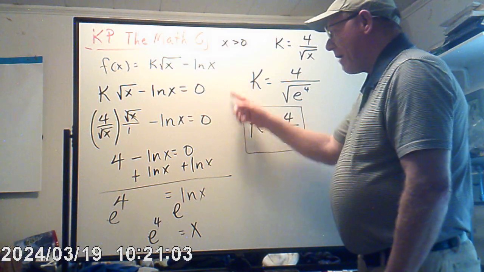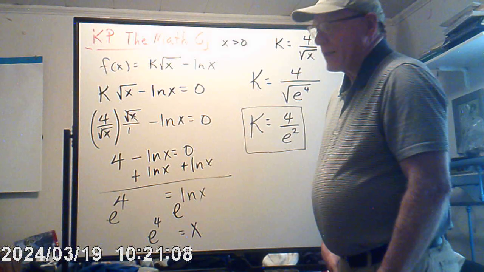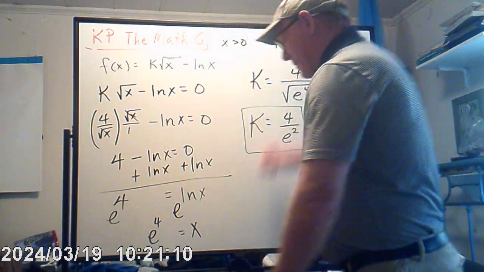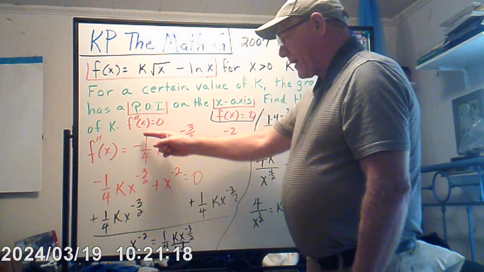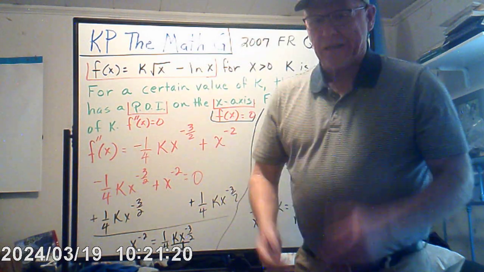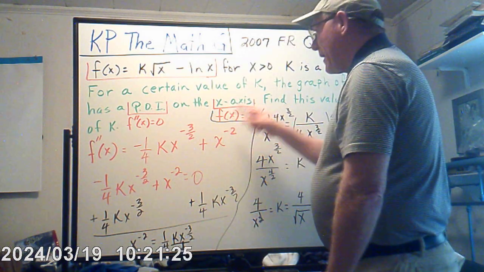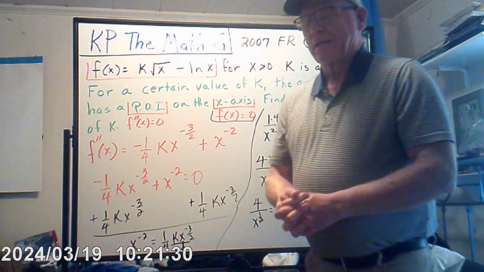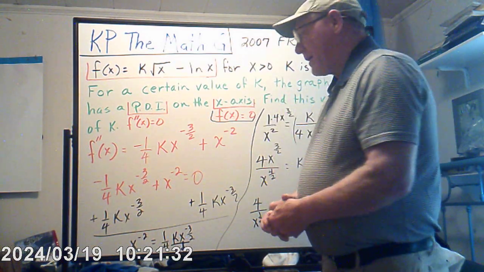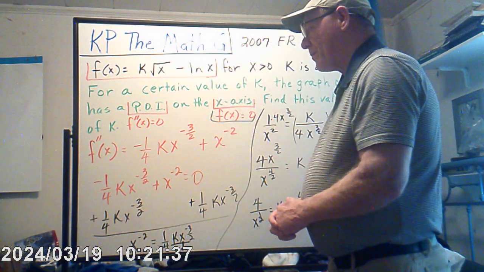I like doing problems like this, and there are problems like this on the exam that you have to think about. But the key to understanding this problem is two things. Point of inflection: f double prime needs to be 0. And it's on the x-axis, so f is equal to 0. The y value is 0. Once you do that, it's really, really simple.